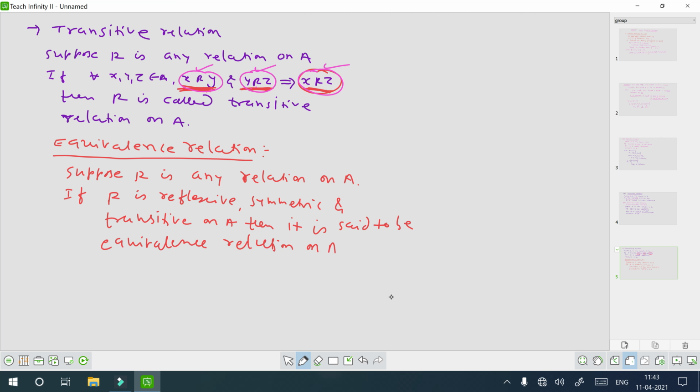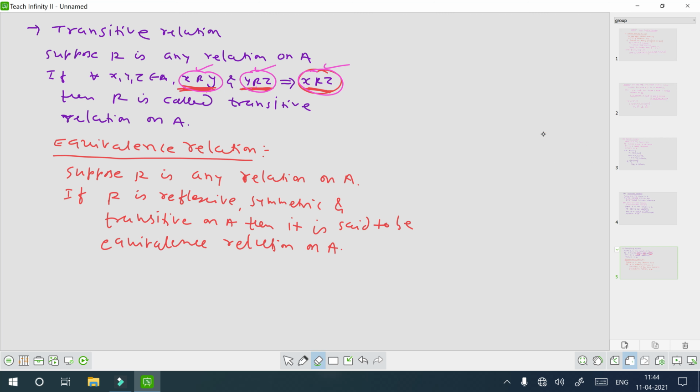Now see, for example, for sets A and B, consider the relation A is a subset of B. Then A is a subset of A is possible, but if A is a subset of B, then B is a subset of A is not there. So it is not symmetric.